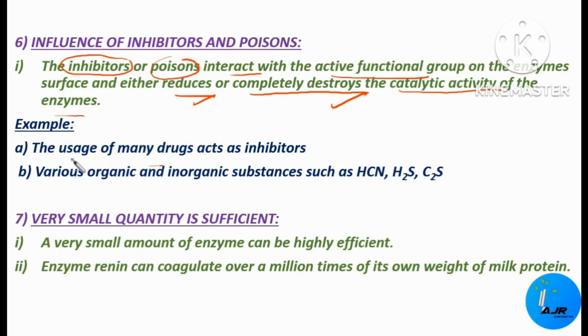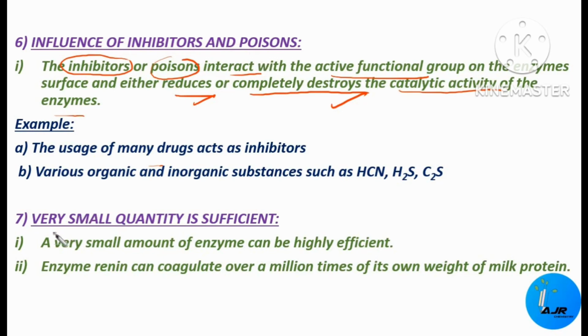Actually, certain drugs we make use of, right? When we are sick, we make use of certain drugs. These drugs will be acting as inhibitors for the enzymes. So the usage of many drugs can act as an inhibitor, and various organic and inorganic substances such as HCN, H2S, CS2 will be acting as inhibitors for the enzyme. So if they are present in our body, they will inhibit the activity of the enzymes. In the presence of these substances, enzymes lose their activity. Understood, students? You might have understood about the inhibitors and poisons.